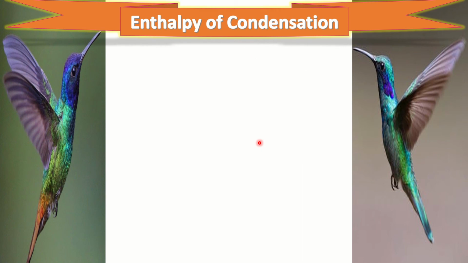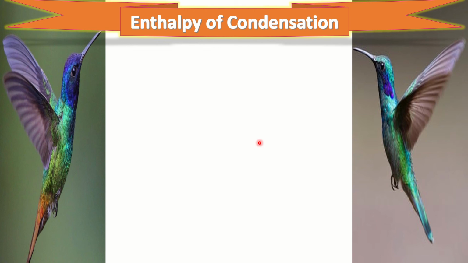Now our next topic is enthalpy of condensation. You know what condensation is. Condensation is the opposite process of vaporization. Here vapor is condensed to liquid. In the vaporization process, liquid is converted to vapor, and in the condensation process, vapor is condensed to liquid. In vaporization, liquid absorbs heat energy to convert into gas, but in condensation, a gaseous matter releases some amount of heat energy to convert into liquid.